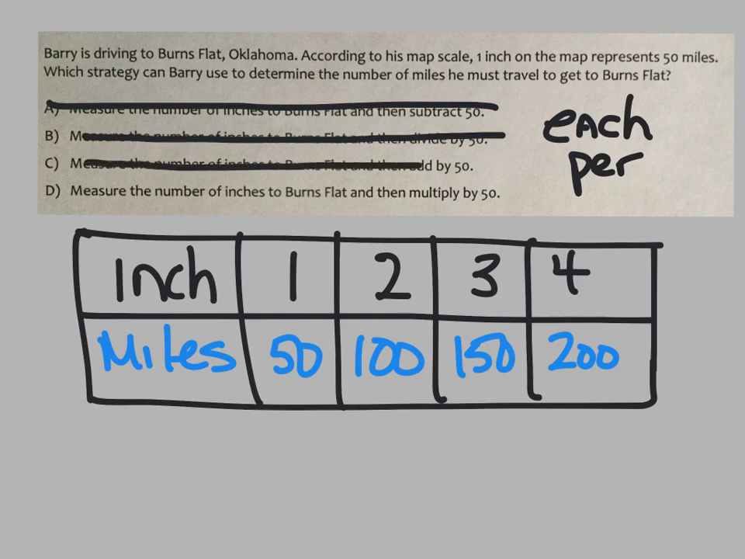It's not C. Measure the number of inches to Burns Flat and then multiply by 50. Well, that looks like that would work. 1 times 50 would be 50, 2 times 50 would be 100, 3 times 50 would be 150, and so on. So multiplying times 50 appears to be working and would help us to determine the distance to Burns Flat. Answer choice D.